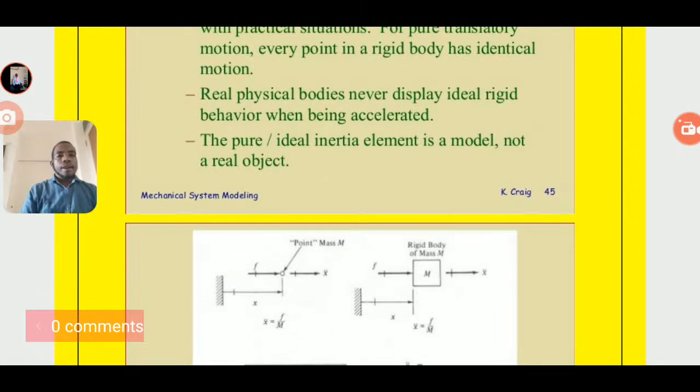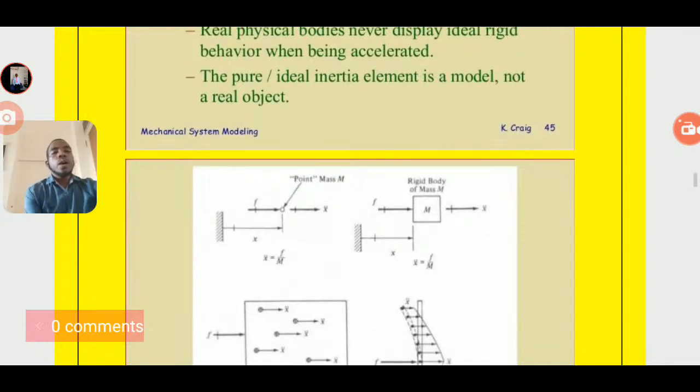Real physical bodies never display ideal rigid behavior when being accelerated. So we can say that if there is acceleration, real physical bodies never display ideal rigid behavior. So the pure or ideal inertia element is a model, not a real object. It's a model only.